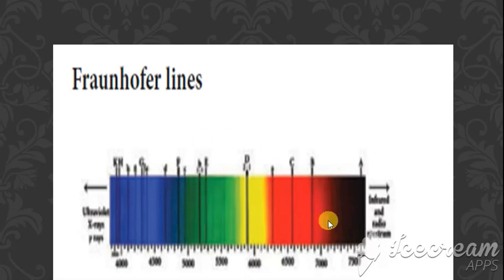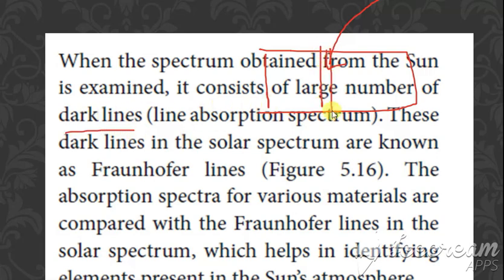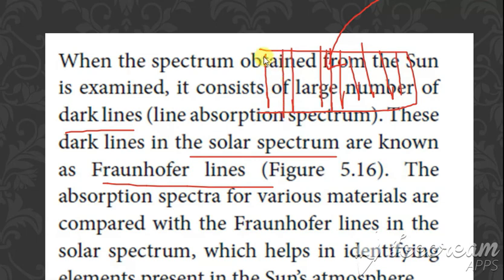So these are all the Fraunhofer lines. So what are they? It is when the spectrum obtained from the sun is examined. So from the sun we'll be getting a spectrum, is it not? And if that spectrum is examined, what happens is it consists of a large number of dark lines. So there will be many dark lines here, they have said. These dark lines in the solar spectrum, what is the name of those dark lines? Fraunhofer lines.